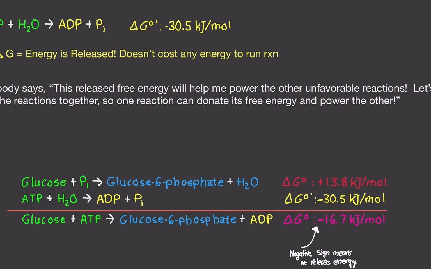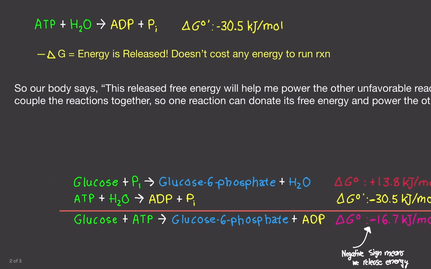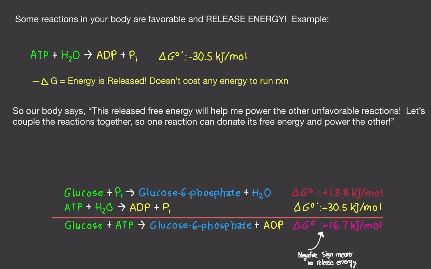This looks a little confusing. You don't need to know any of this. But what you do actually need to know is the whole energy coupling concept. What we're doing is taking the first reaction from the first slide, the same one with that positive 13.8 kilojoules. We're going to combine it with the other reaction, which is here, with a delta G of negative 30.5 kilojoules.